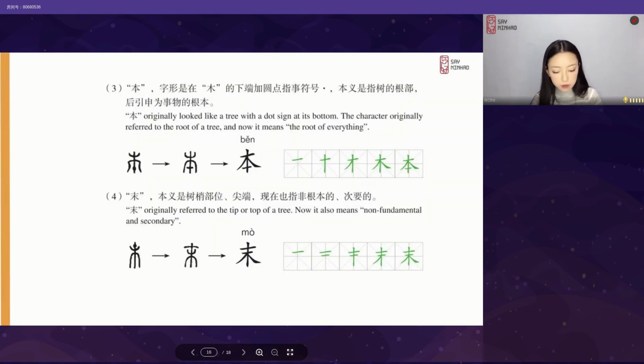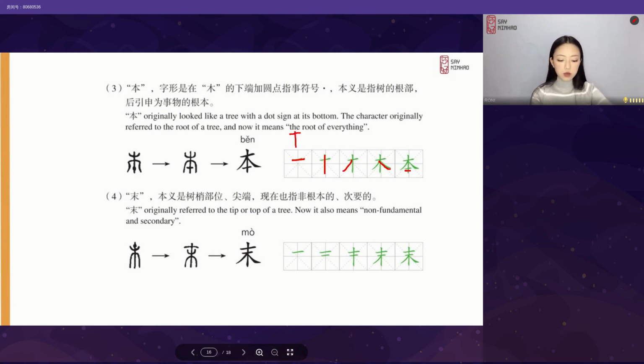Next one is 本, the measure word for books. 本. Okay. It looked like a tree in the ancient time. So first it is a horizontal, and then a vertical, and then a left turning, and then a right turning, and then a short horizontal. Now try to write it with me.